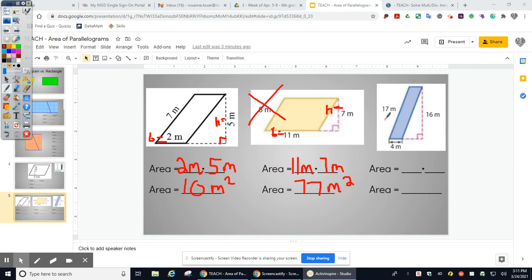All right, last one. Are we ready? All right, remember, we want our base and our height to make that right angle. So here our base would be 4 meters. And our height would be 16 meters. We do not want the 17. We do not want that slanted line as our height. No, cross it out. And then we want 16 meters for our height. And 4 times 16 is 64. And meters times meters is going to be meters squared.